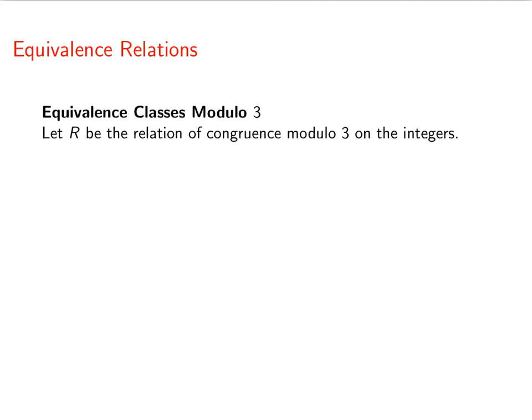Hello, discrete math fans. Let's give a specific example where we'll talk about equivalence classes modulo 3. So R is the relation of congruence modulo 3 on the integers. All right, what do we mean by that? What we mean is for all m and n in the integers, m is related to n if and only if 3 divides m minus n.